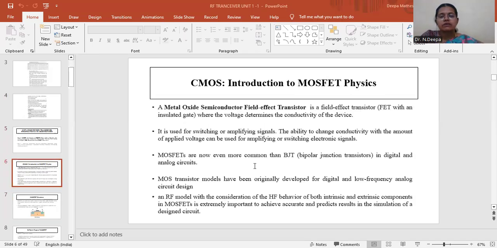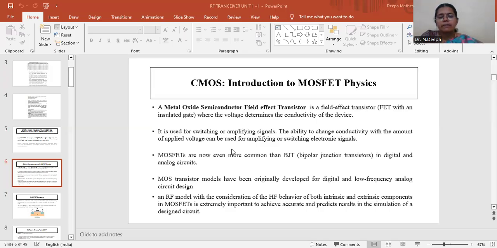In this session, we are going to see about MOSFET physics. We already know what is MOSFET. MOSFET is nothing but metal oxide semiconductor field effect transistor. It is one of the field effect transistors. There are two FET transistors available. One is a JFET, another one is a metal oxide semiconductor field effect transistor.